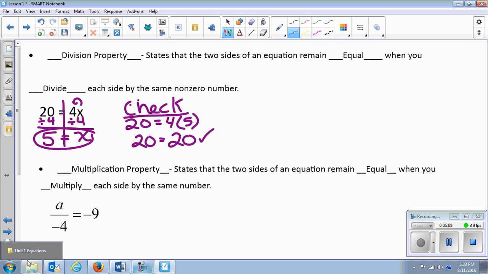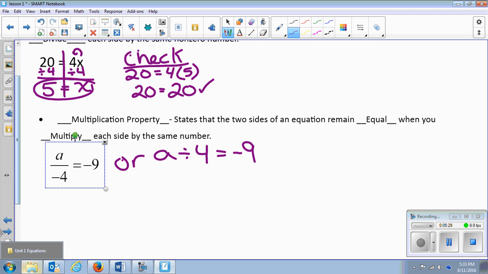Division is written as a fraction, which is also known as division. Okay? You could also see it written like this. They're the same thing. In higher math, you're going to see it written like a fraction. So, I see division, so I'm going to undo it by doing the opposite, which is multiplication.